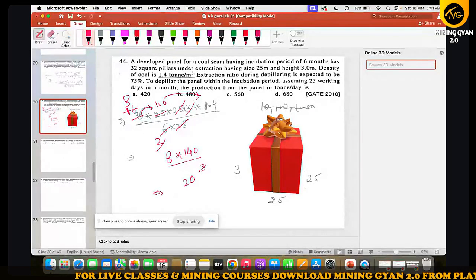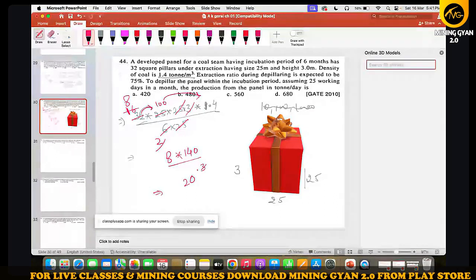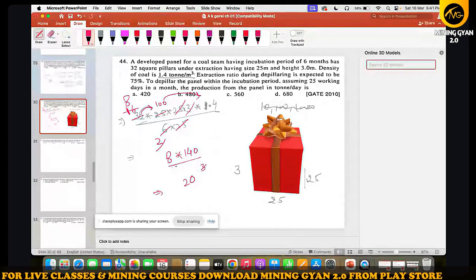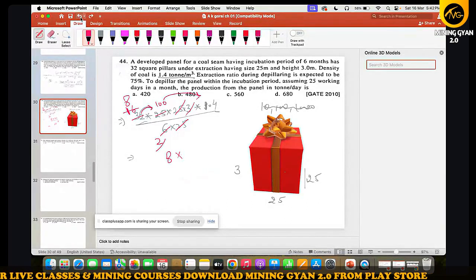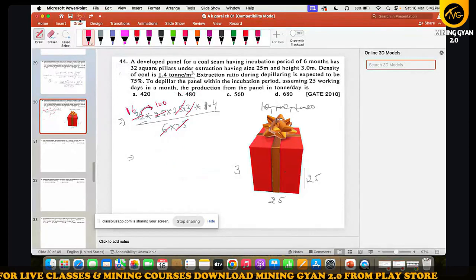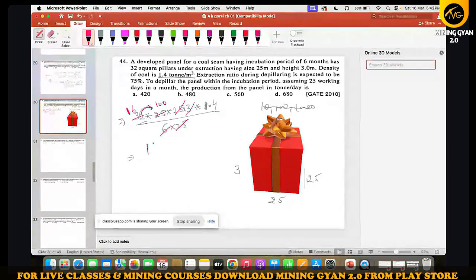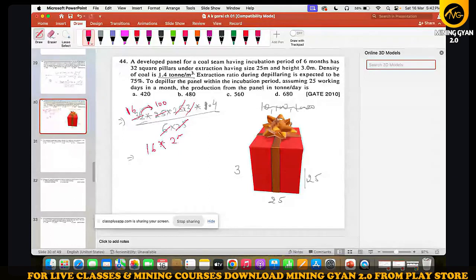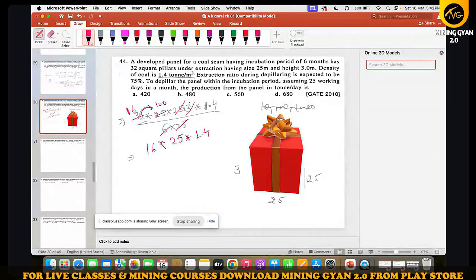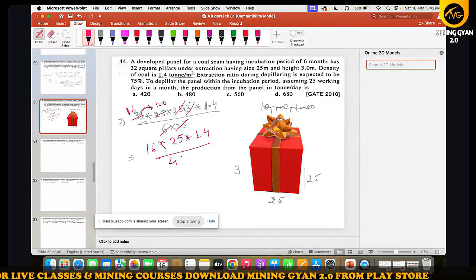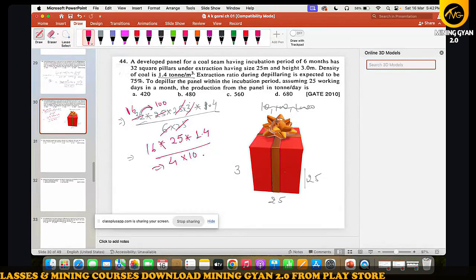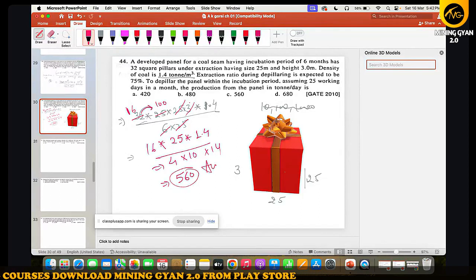I have made a mistake. Which mistake have I done? Okay, 16. So it will become 16 into 25 into 1.4. I left one in the denominator. It will become 4 into 14. We will get 560.